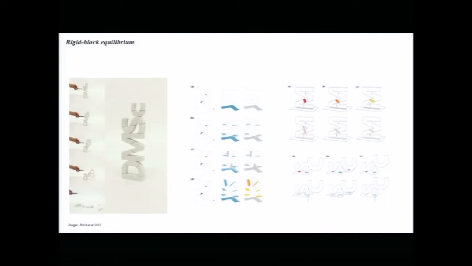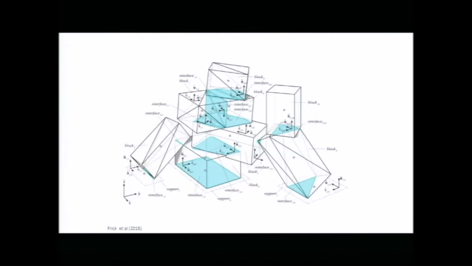The research adapts this framework and extends its use within the time-hardening scenario of printed concrete. Briefly, to summarize the method, the RBE method, or the rigid block equilibrium method, computes the contact interfaces and the necessary forces to keep the given configuration of blocks in equilibrium.